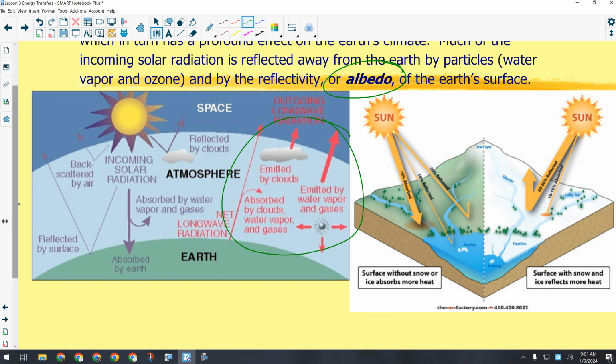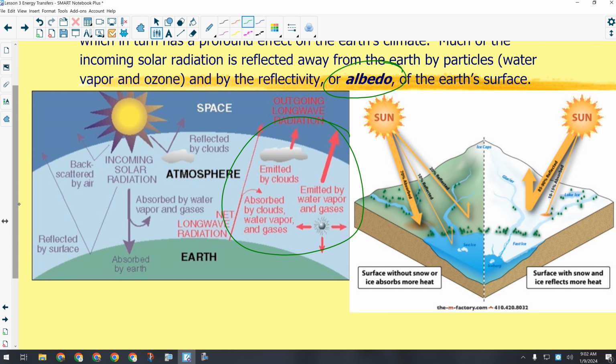Now, if we're covered in white snow, that means 85 to 90% of the pathetic amount of solar radiation coming in December and January gets reflected away. So there's no chance for even that amount of solar energy coming in to actually do any good because it just bounces off the white snow.